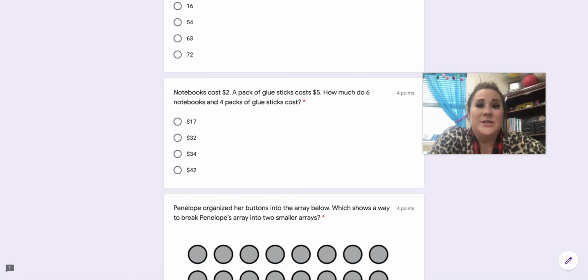Notebooks cost $2. A pack of glue sticks cost $5. How much do 6 notebooks and 4 packs of glue sticks cost? Two-step problem. You're going to use two different properties, multiplication and addition.